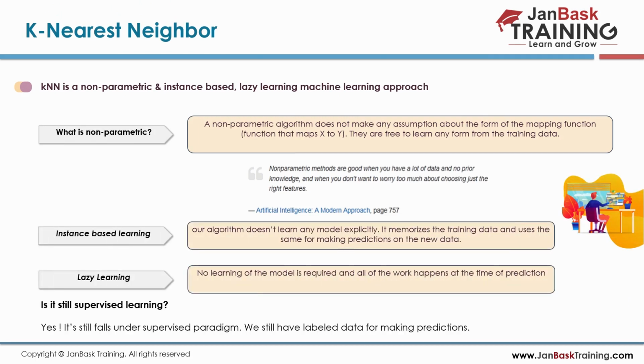Coming to what is non-parametric: a non-parametric algorithm does not make any assumption about the form of the mapping function, that is, the function that maps x to y. They are free to learn any form from the training data. Instance-based means our algorithm doesn't learn any model explicitly. It memorizes the training data and uses it for making predictions on new data. That means it's not fixed. If the data points change, obviously the result will change. And lazy learning means no learning of a model is required, and all the work happens at the time of prediction.